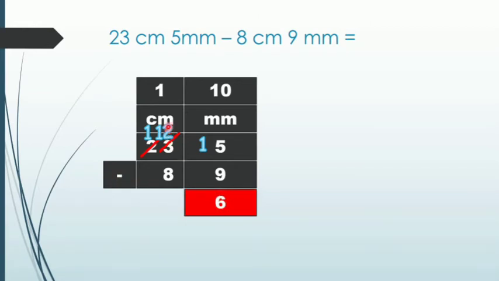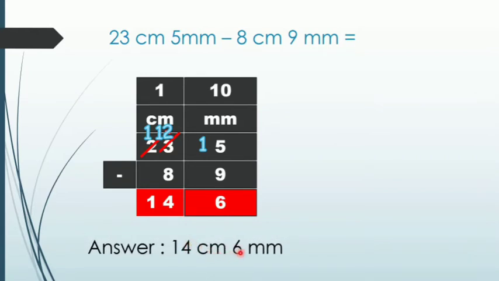Okay, how about now? Here got only 2. We cannot minus 8. So we need to borrow from these 2. So you take 1 from these 2 and there will be balance 1 here. So now these 2 will become as 12. 12 minus 8 is equal to 4, and this one we will copy down because there is no numbers to minus with this one. So the answer will be 14 centimeter and 6 millimeter. So make sure you remember, when we do the T method, we need to write the answer again.